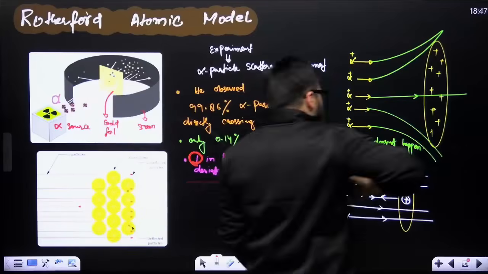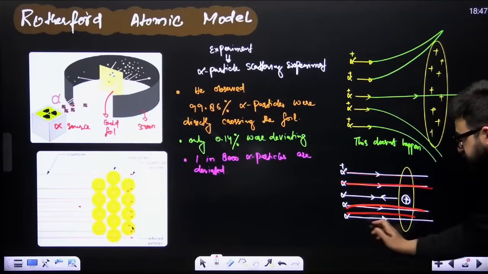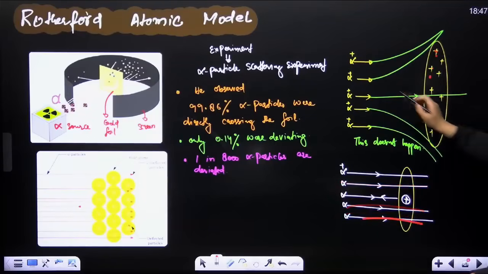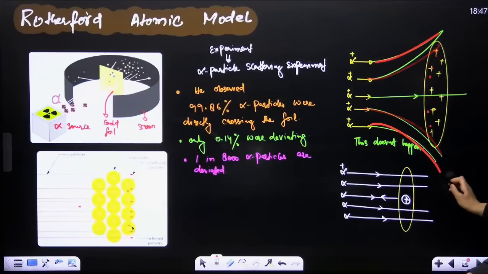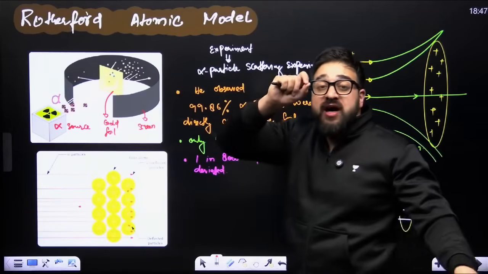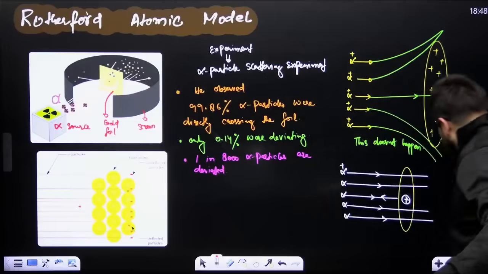What does it mean? If all the alpha particles, which are positively charged, are crossing, then positive charge is not present in the entire sphere. If positive charge were present in the entire sphere, it would have repelled these alpha particles. So he said positive charge is present at a unique place, that is what we call the nucleus. And electrons are revolving around the nucleus in random orbits, not in a fixed orbit. So this was Rutherford's atomic model.